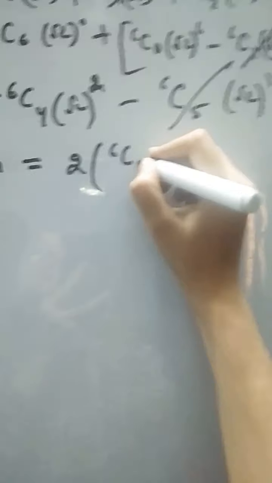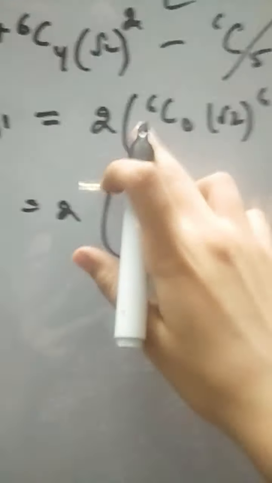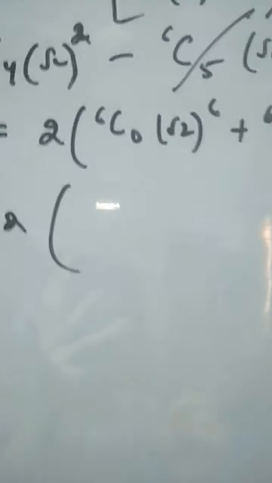Okay, so let's write. We will get our greatest integer function plus that fractional value plus our f1 is equal to twice of 6C0 2 raised to the power 6 plus 6C2 root 2 raised to the power 4 plus 6C4 2 raised to the power 2 plus 6C6 2 raised to the power 0. Let's solve it out. We know that 6C0 is nothing but 1, and root 2 raised to the power 6 is nothing but 8.